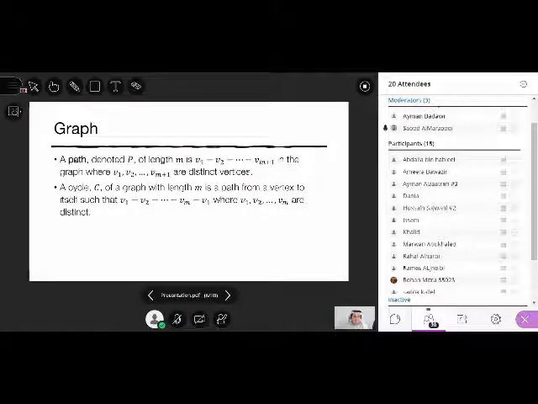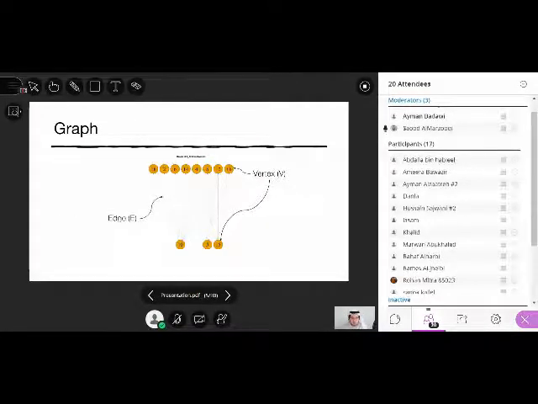Then we have a cycle. A cycle of a graph of length m is a path where we take v1, v2, and so on, then it goes to Vm, but Vm again goes back to V1, where again all of these vertices are distinct. So it's a path where it cannot cross the same vertex twice. If we go to the graph that I showed you, a good example of a cycle would be 4 to 5 to 12 to 15 to 4, and that's because it has four edges, so it's a cycle of length 4.